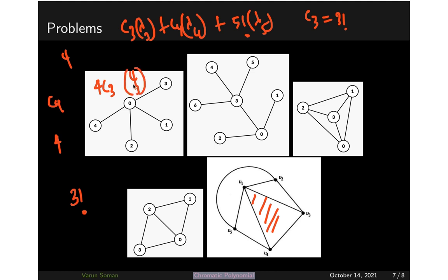In order to color the triangle, you need 3 colors. That triangle could be colored in 3 factorial ways, but you have 4 options to choose those 3 colors from. So in total, that triangle could be colored in 4C3 into 3 factorial ways. What is 4C3? It is actually 4C1, which is 4. So 4 into 3 factorial, which is 6, gives you 24 ways to color that triangle.